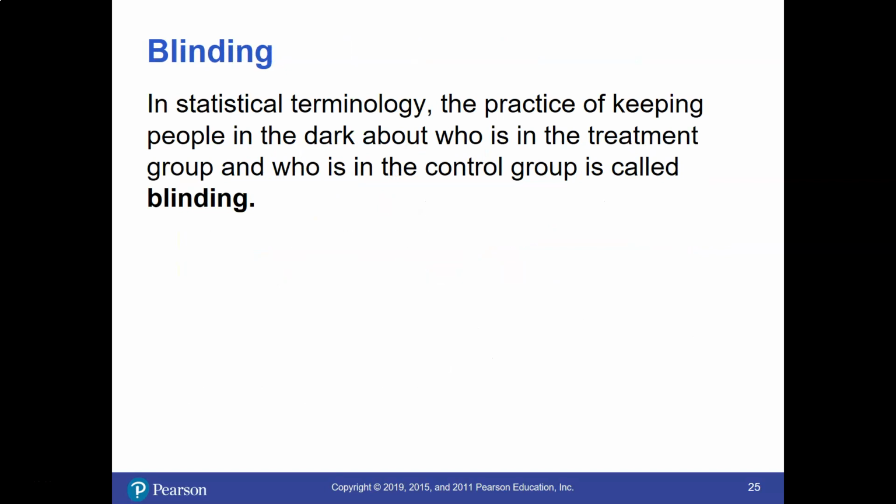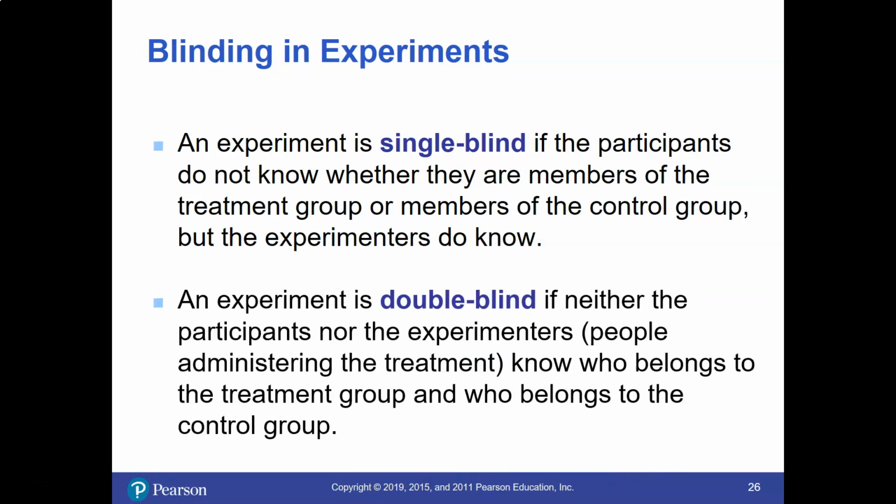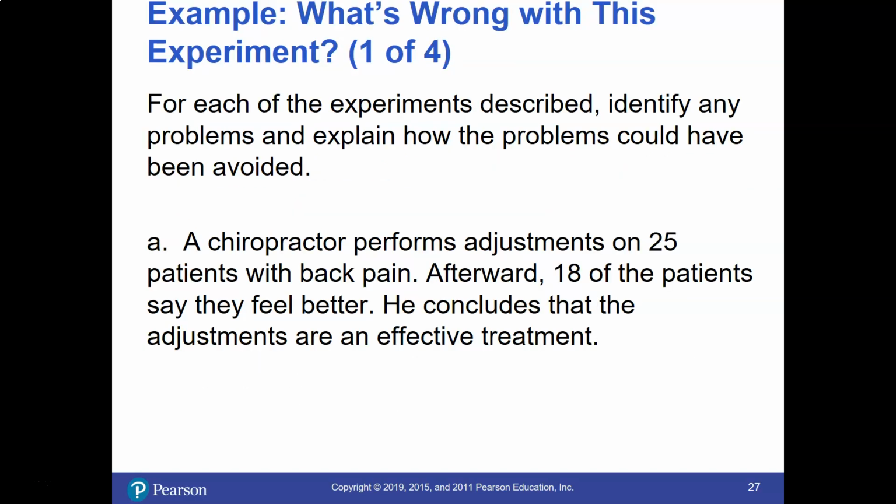So blinding is basically who knows when the experiment is going on. A single blind experiment happens when the patients do not know whether they're in the control group or the treatment group. A double blind experiment happens when the experimenters, the people receiving the data, don't know who's in the control group or the sample group as well. So single blind, the participants don't know whether they're in the control group or treatment group, but the experimenters do. Double blind, neither the participants nor the experimenters know whether they're in the treatment group or the control group.